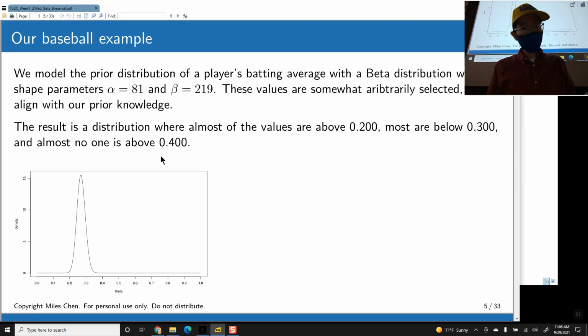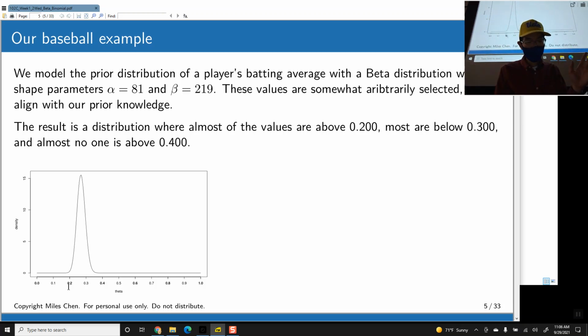And again, the relationship between these shape parameters is you can kind of think of it as the number of yeses that you've seen for alpha and the number of no's that you've seen for beta. And thus, we've seen a total of, quote unquote, and again, these are like pseudo observations, it's like we've seen a total of 300 observations. 81 plus 219 is 300. And of those 300 observations, 81 of them were yeses or hits, 219 were not. And therefore, our distribution looks kind of like this.